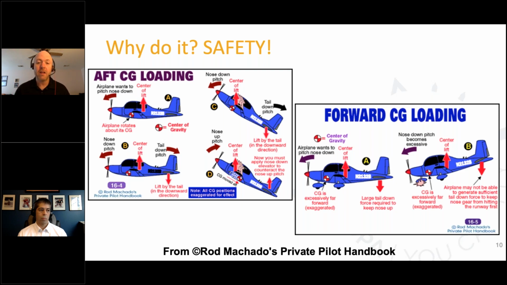And then on the flip side, being too forward, you could end up not having enough elevator authority to get the nose up. So while it would be stable in a stall situation, you might come in to land and not be able to land on the mains and hit on the nose wheel, porpoise it like that. The person that you saw that happened with the Cirrus, unfortunately.